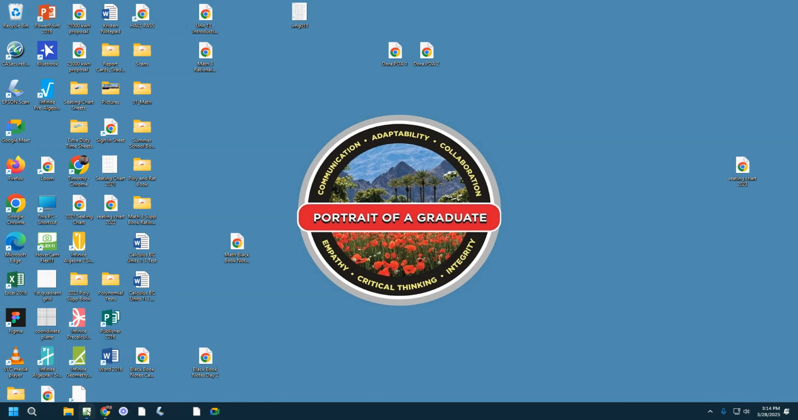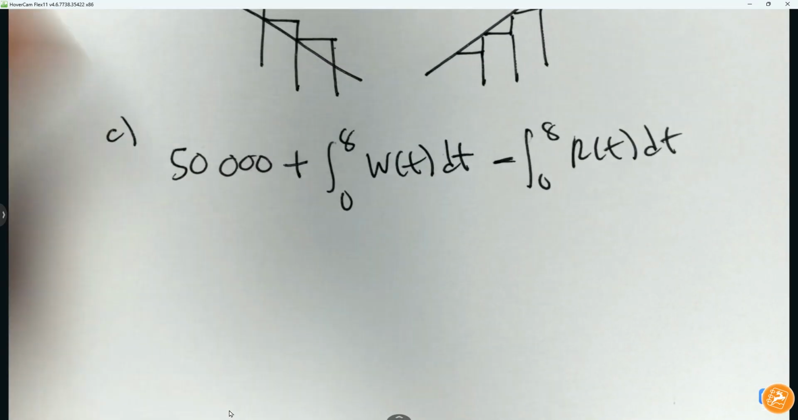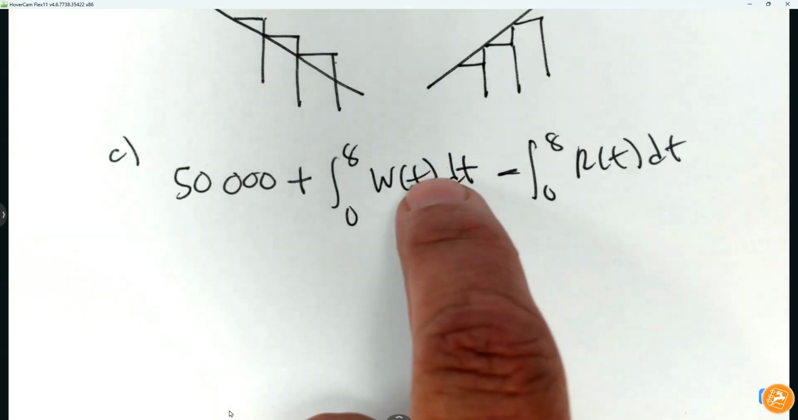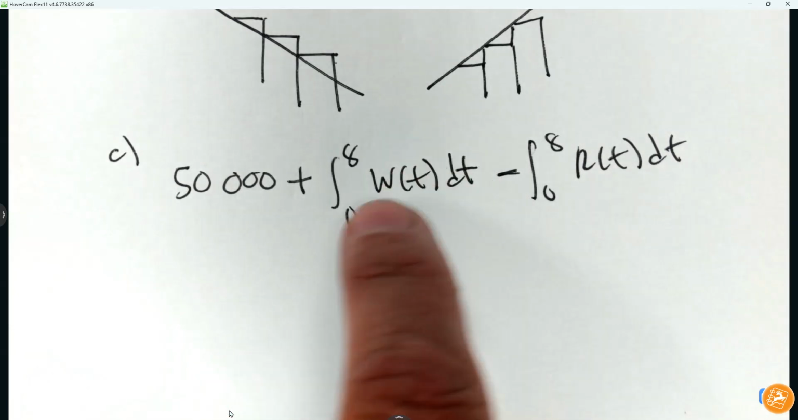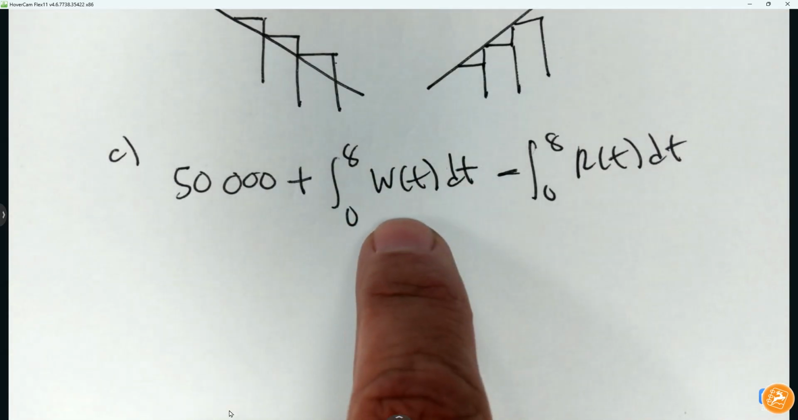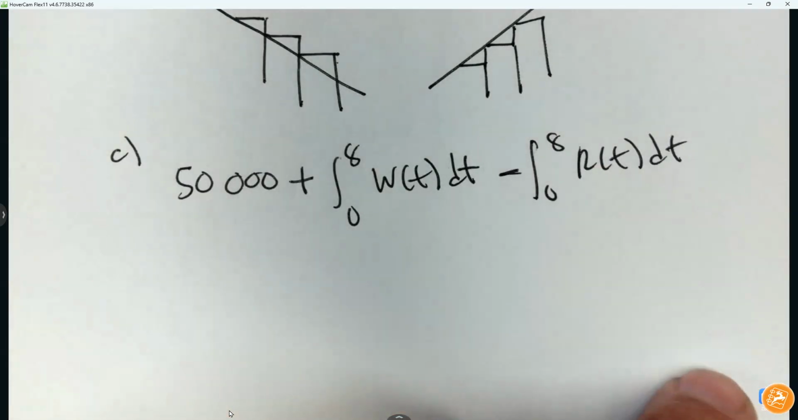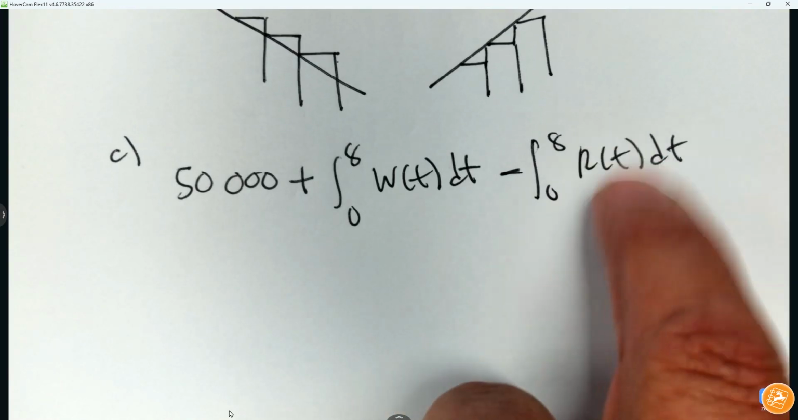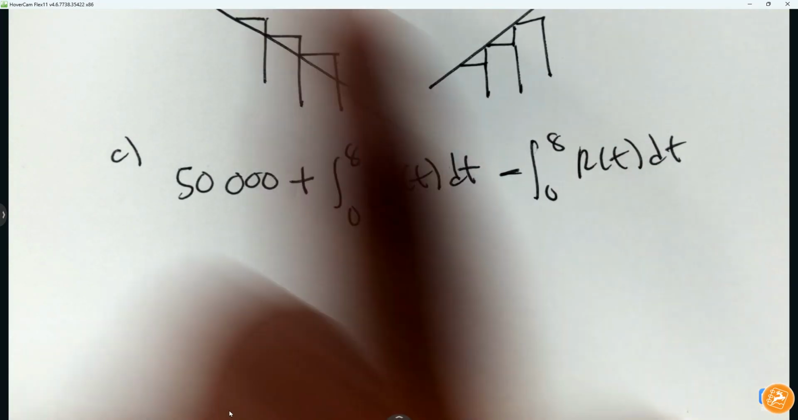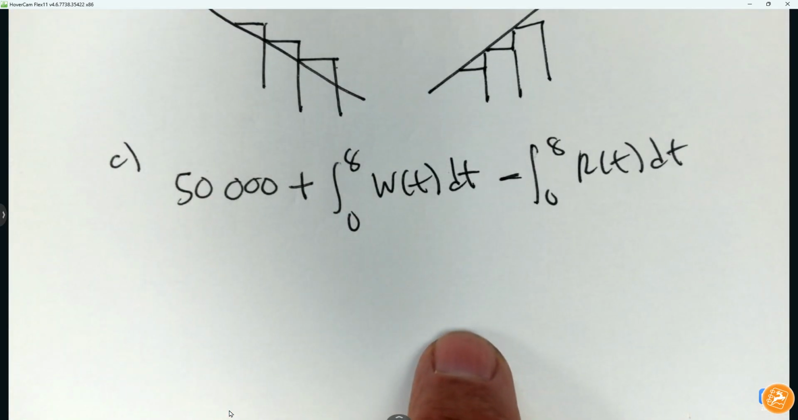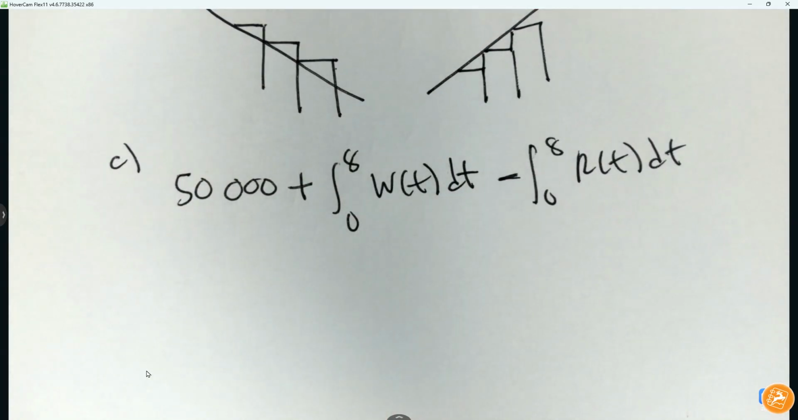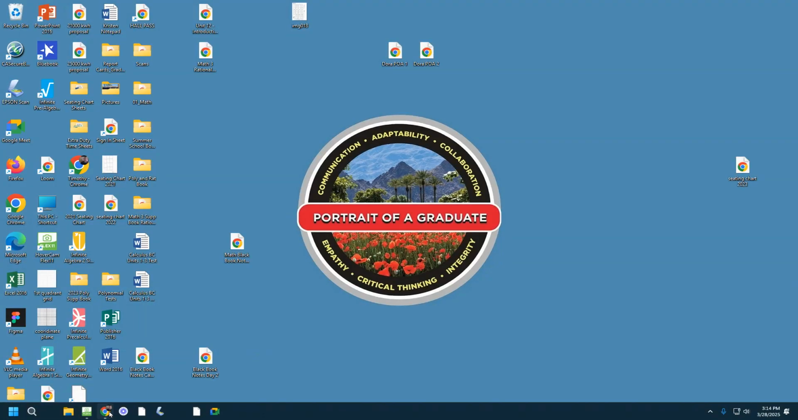And then I'm going to use a calculator to finish it off. So we started with 50,000. This is the rate of water going in, so if I integrate it from 0 to 8, that's the amount going in. Subtract what's being removed. This is a table. We actually did this in part B. And then I'm going to put all that in the calculator right now. So I'm going to go to Desmos and get an answer.